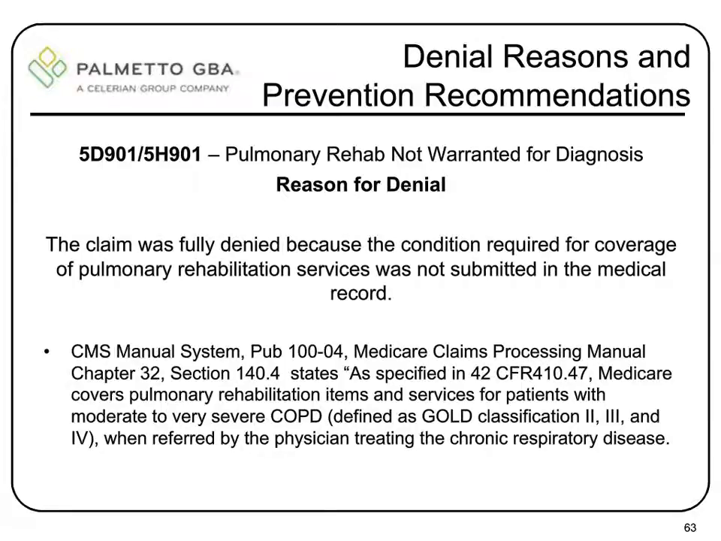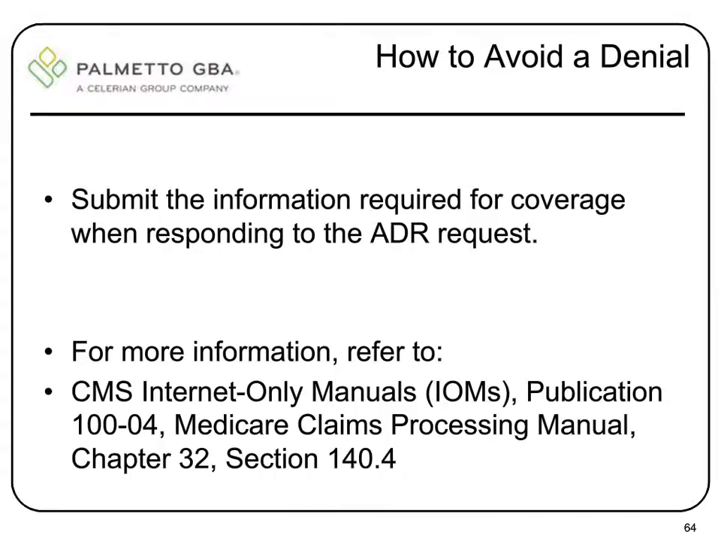Medicare covers pulmonary rehabilitation items and services for patients with moderate to severe COPD, defined as Gold Classification 2, 3, and 4, when referred by the physician treating the chronic respiratory disease. To avoid this denial, submit the information required for coverage when responding to the ADR request. For more information, refer to CMS Internet Manuals, Publication 100-04, Medicare Claims Processing Manual, Chapter 32, Section 140.4.